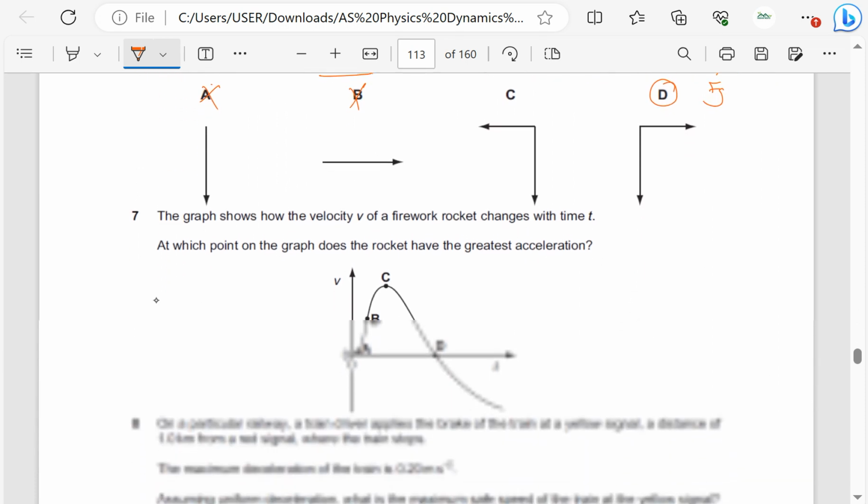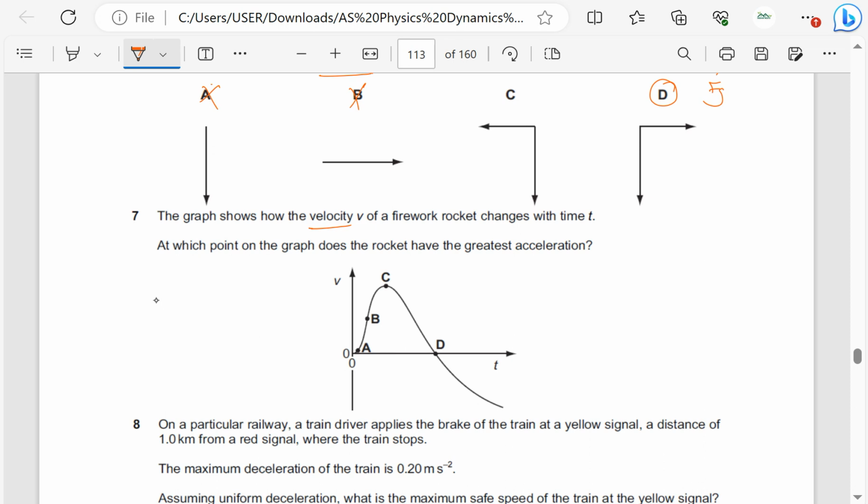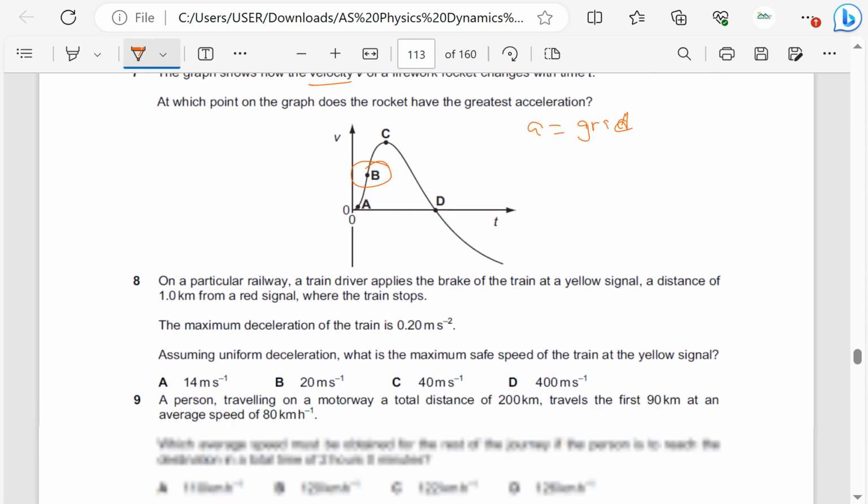The graph shows how the velocity of a firework rocket changes with time t. At which point on the graph does the rocket have the greatest acceleration? We know acceleration is equal to the gradient, and the gradient is maximum at B. So the answer is B.